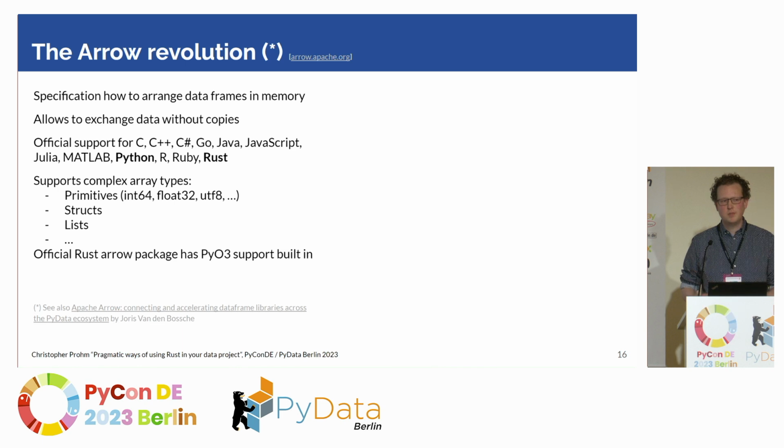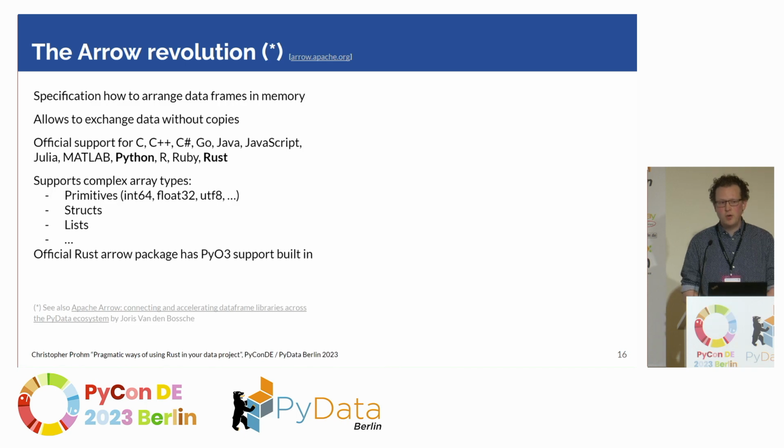The Arrow format is not a data format like a file format, but rather it's a way of arranging data in memory. So essentially it's a specification of how you structure your bits and bytes such that different languages can use the same data. And if you look, for example, at the official documentation, you will find bindings for C, C++, and so on, but also Python and Rust, which are the two libraries that we are interested in.